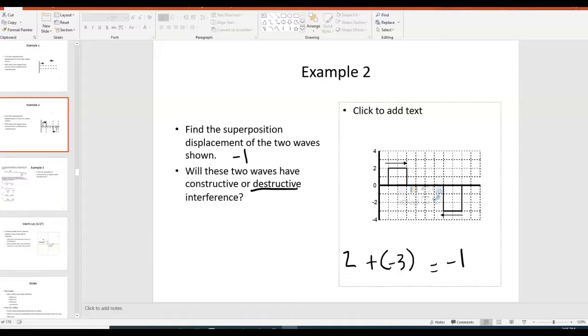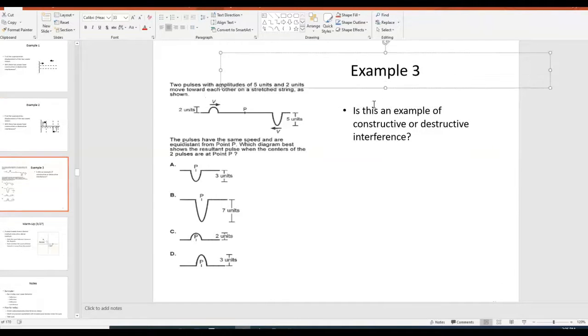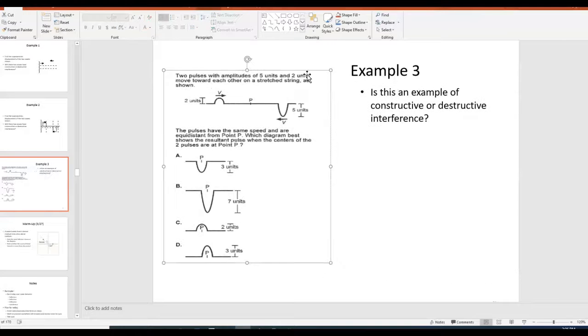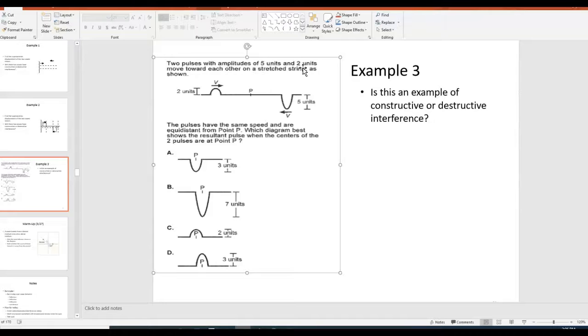And then just to do one more really quickly, example 3. Let me adjust the size so you can see this a little bit better. It says two pulses with amplitudes of 5 units and 2 units move toward each other on a stretched string as shown. The pulses have the same speed and are equidistant from point P, which basically means they're going to meet in the middle at point P. Which diagram best shows the resultant pulse when the centers of the two pulses are at point P?